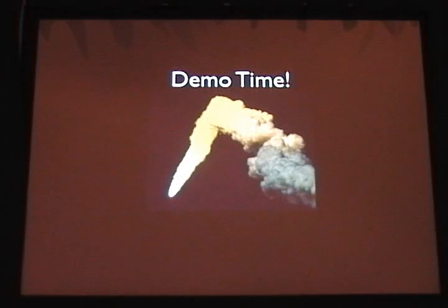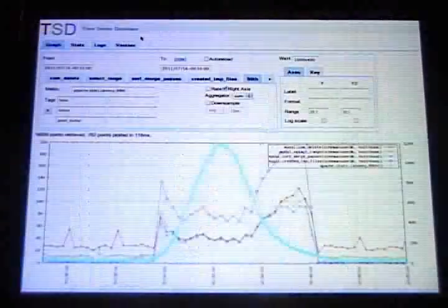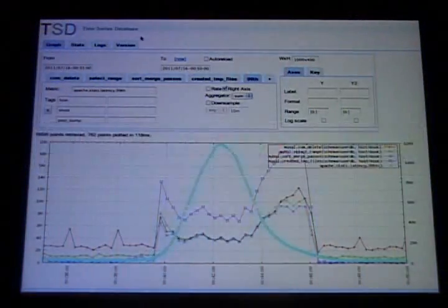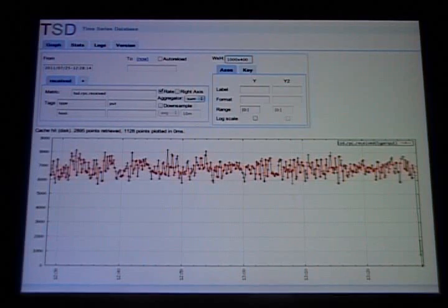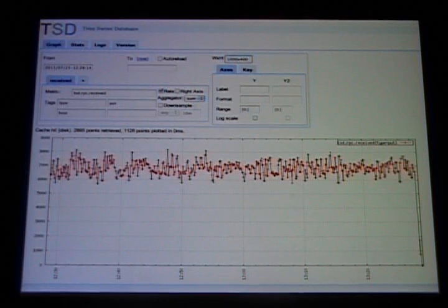So let me show you real quick what I'm talking about and how it works. This is the main UI of OpenTSDB, although I'm aware of at least 3 people who built their own alternative UI. The idea of this UI is, okay, you're collecting all this data, you're storing it forever, that's great, but what do you do when there is a problem?